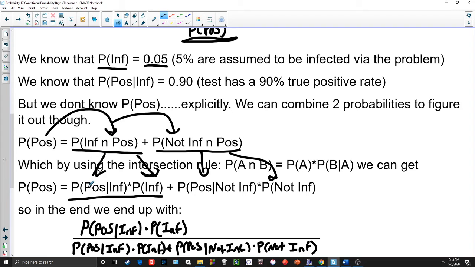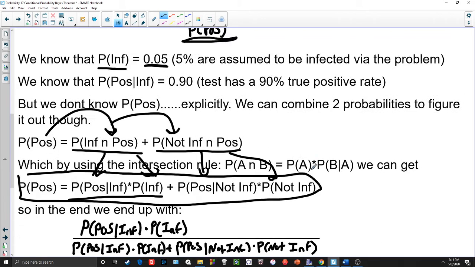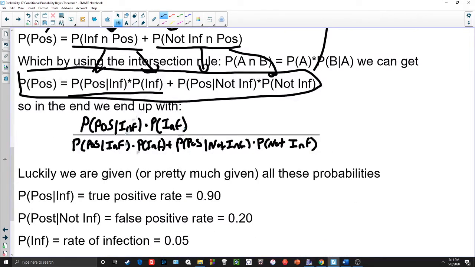So this is the probability that I'm positive given that I'm infected times the chance I'm infected. And then this over here is the probability that I test positive and am not infected times the chance I'm not infected. If we plug that entire thing back in for the denominator in our little Bayes theorem fraction, we end up getting this. This is the top piece of my Bayes theorem, positive given that I'm infected times the chance I'm infected. And then my bottom piece is these two combined probabilities I just talked about.